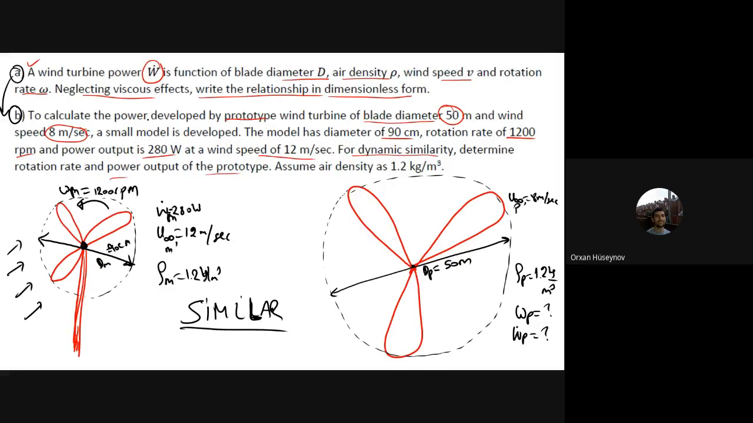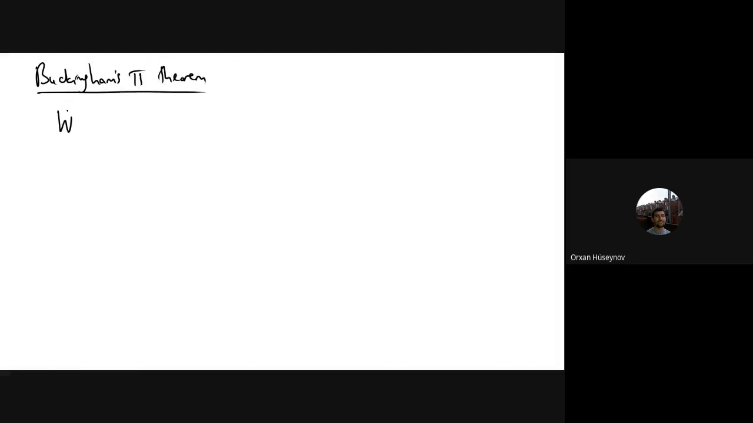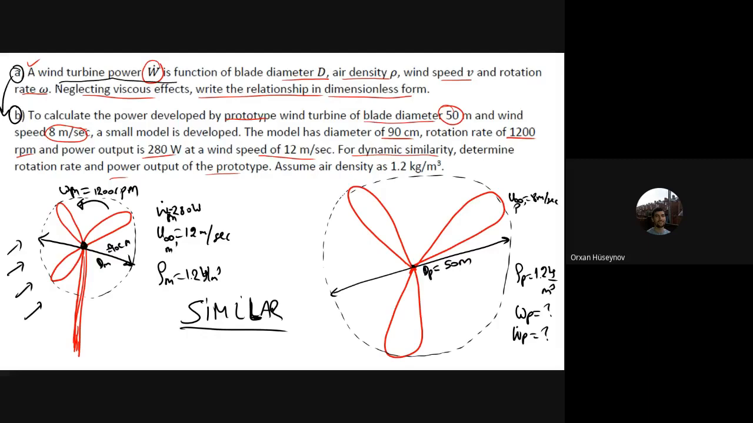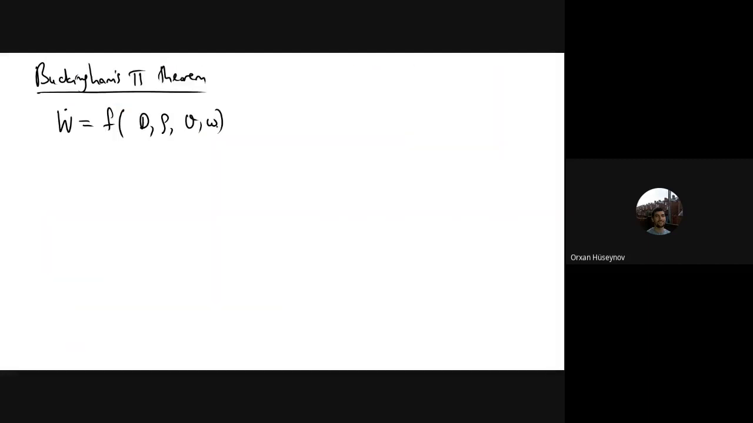So what we have here is that the wind turbine power, W dot, is a function of the blade diameter, the density of air, the wind speed, and omega, which is the rotational rate. It says to neglect viscous effects. If you didn't neglect the viscous effect, you would add viscosity here. But for the simple case, do not consider the viscosity.